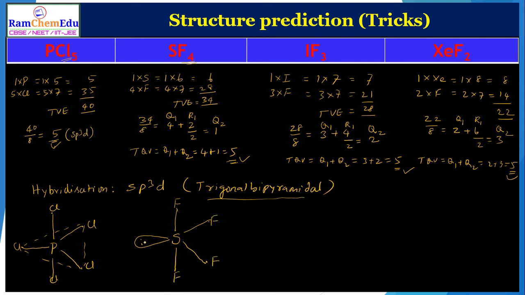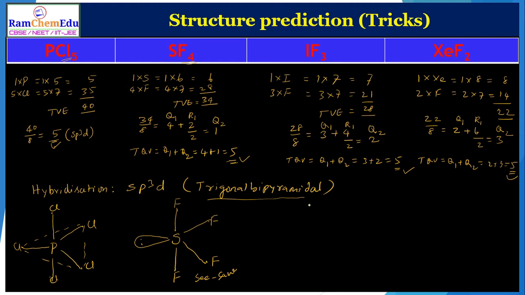Whenever we want to say the structure, we should not consider this lone pair. Only the remaining bond pairs we are considering for the structure. If we consider this, the structure will be seesaw. So this is the structure, but the geometry is trigonal bipyramidal only.